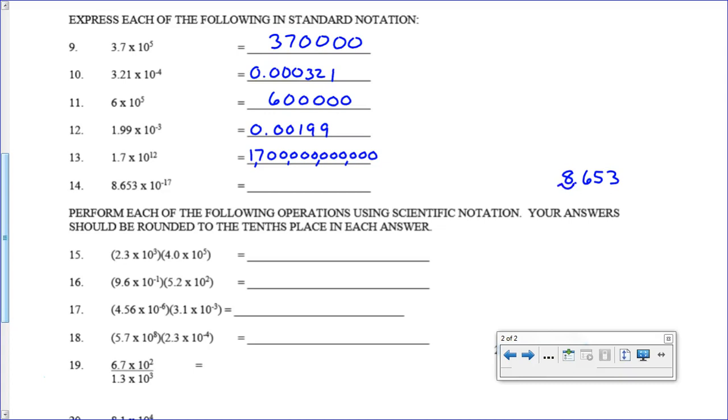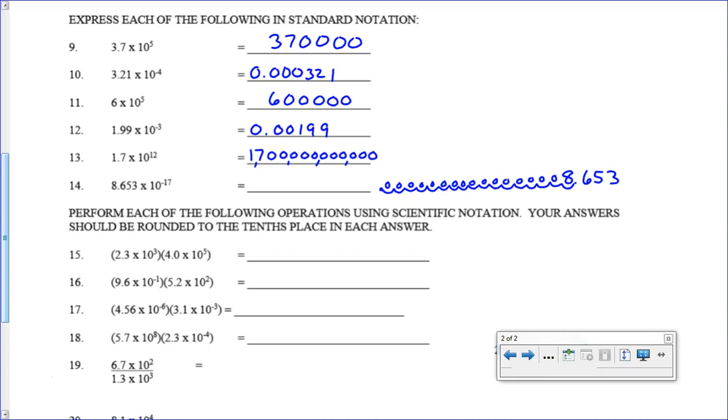So 1, 2, 3, 4, 5, 6, 7, 8, 9, 10, 11, 12, 13, 14, 15, 16, 17 spots right there. Now we need to fill this in with a whole bunch of zeros. 1, 2, 3, 4, 5, 6, 7, 8, 9, 10, 11, 12, 13, 14, 15, 16 zeros we end up having there in the end.